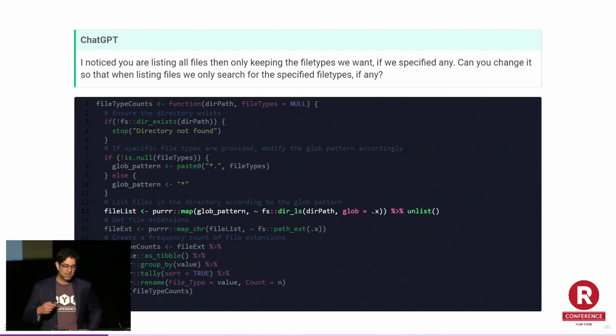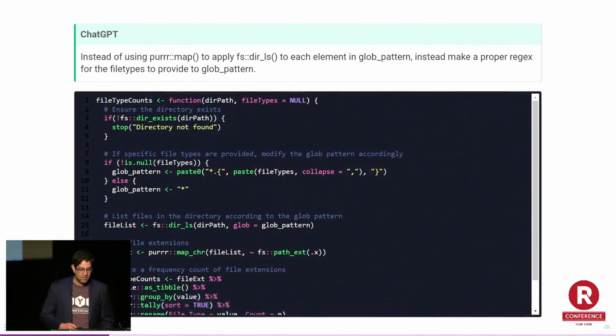And again, it only does it if I've specified an argument, which is a good safety check. But then it is mapping over each of the different file types and calling dir ls for each type of file. And it would be a lot better if it used a regex to do the search. It would be a lot cleaner. So I said instead of using purrr map, use a regex and feed that to glob pattern. And that would be better. And so it made the change, and that's good because I'm more familiar with regex.